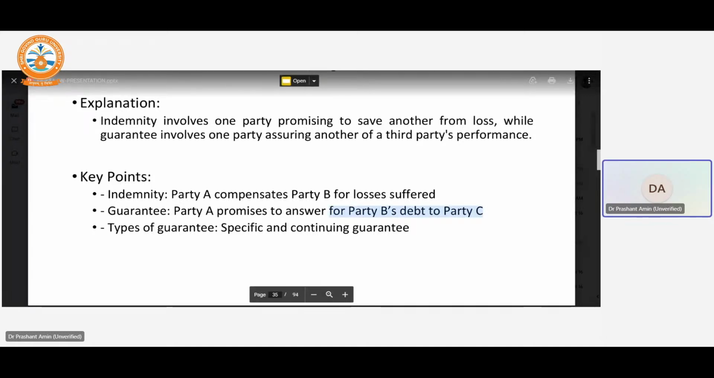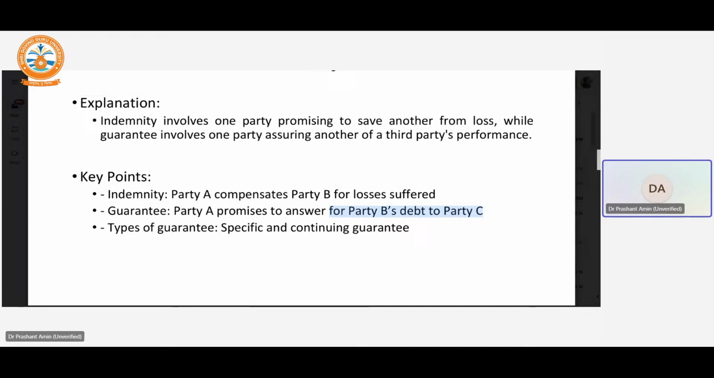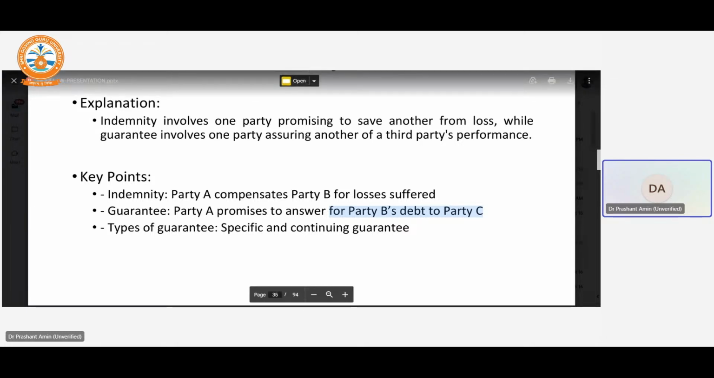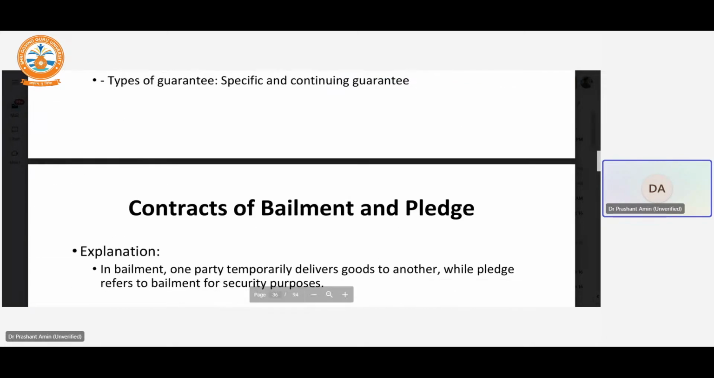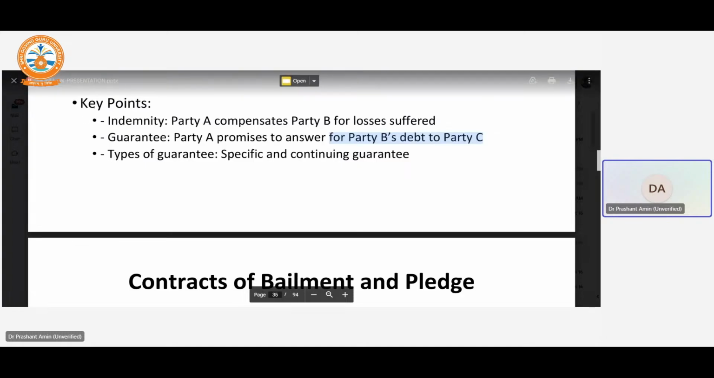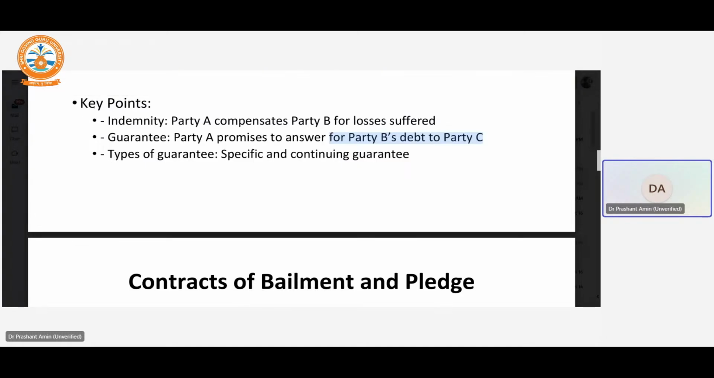So that is a guarantee. Like, when you are purchasing goods from a store, they give you a guarantee. So party A promises to answer for party B's debt, and for party C, the manufacturer, right? The types of guarantees: specific guarantee and continuing guarantee. Specific guarantee is related to specific conditions, and continuing guarantee is for a period of time. So that is called continuing guarantee, right?